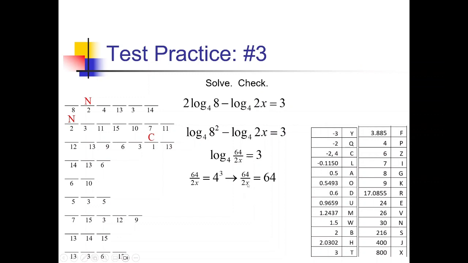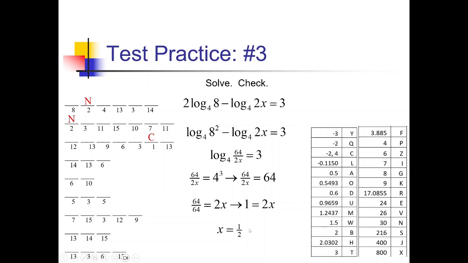Next, I need to get my x out of the denominator. So I'm going to multiply 2x over to this side, and I'm immediately going to divide 64 back to this other side. Because if I do that, I see that 64 over 64 is really just 1. And then if I divide both sides by 2, I get x equals 1/2.